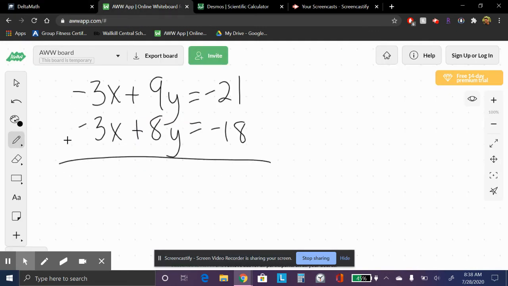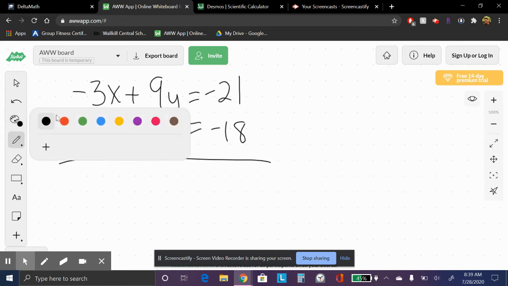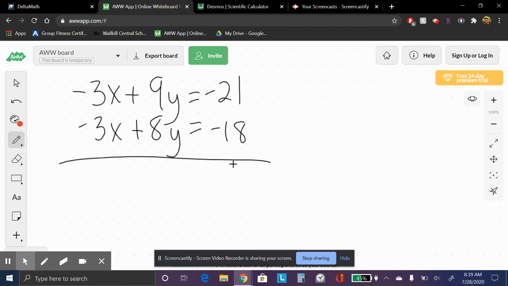If I added these together, negative 3x and negative 3x, it's negative 6x. If I added these together, I get 17y. So nothing eliminates. Okay, so I can't really add these together. But what you could do instead of adding them together is subtract them. So when I subtract them, this one you're going to subtract.